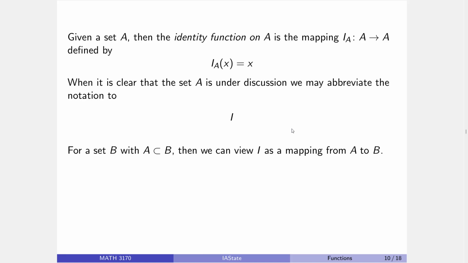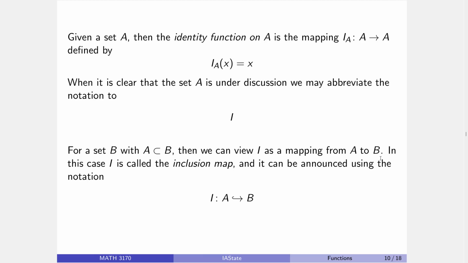Now, an interesting thing to do with the identity function is to take a set B that contains A. Then the identity mapping can be viewed as a mapping from A to B. And in this case, we call it the inclusion mapping, and some people like to announce this with this hooked arrow, which I always thought was a cool-looking symbol. But the hooked arrow gets used for embeddings, and we'll talk a little bit more about that. In fact, we'll revisit the inclusion map in a second here later on.